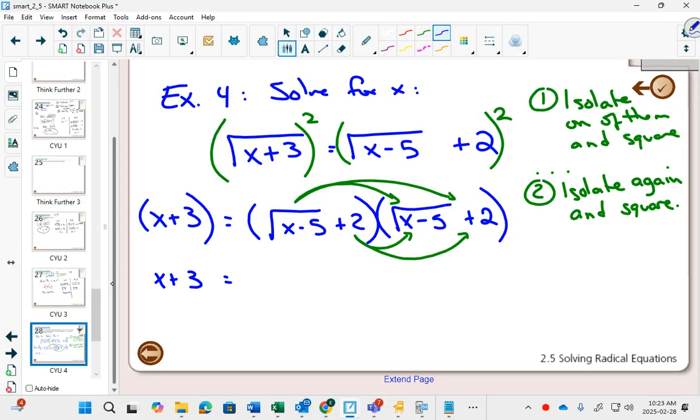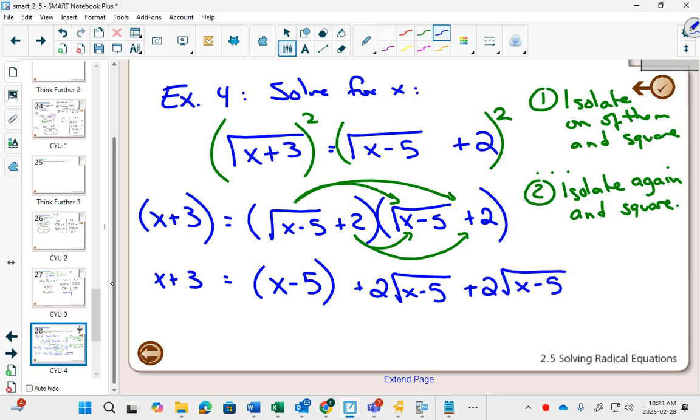What's going to happen is this side is still an X plus 3. Don't need those brackets. I'll take them away. If I multiply this times this, a square root times a square root, the square root will go away. I'll just have X minus 5. But my outside one, a square root times 2, will be 2 square roots of X minus 5. And the inside one will be another 2 square roots of X minus 5. And finally, 2 times 2 will be plus 4.